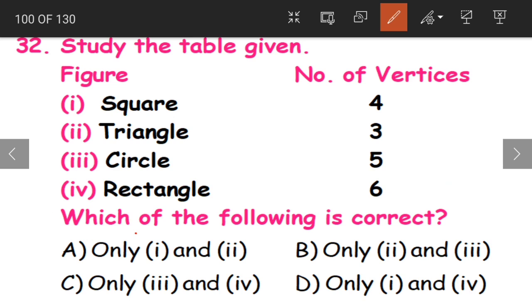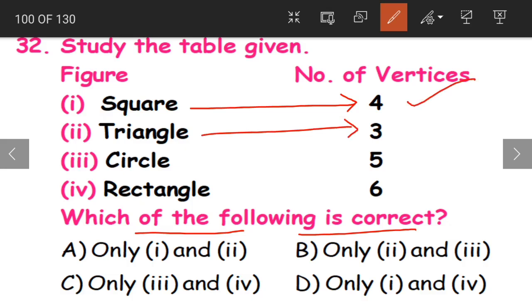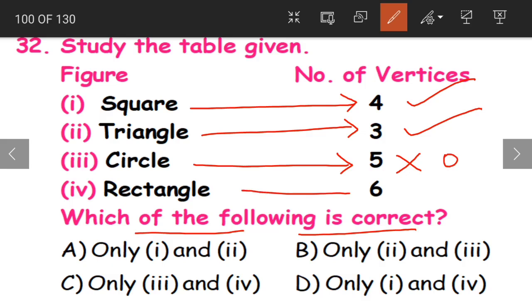Question 32. Study the table given. So that means we have to find which of the following is correct. Now square has 4 vertices. Is this correct? Yes, this is true. Now a triangle has 3 vertices. Again, is this true? Yes. A circle has 5 vertices. Is this true? No. A circle has 0 vertices. Now a rectangle has 6 vertices. Is this correct? No. A rectangle has only 4 vertices. So which are correct, children? Only 1 and 2 are correct. That is our option A.